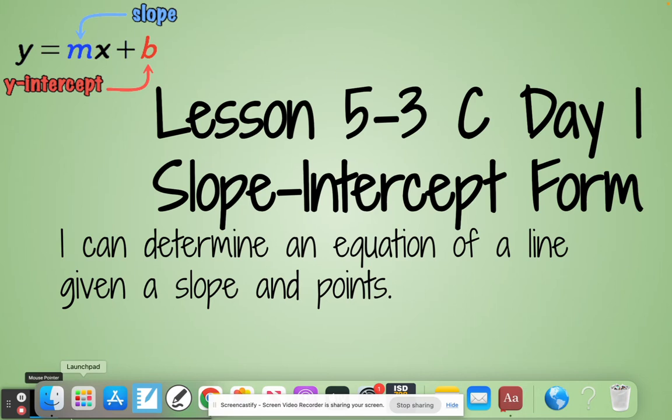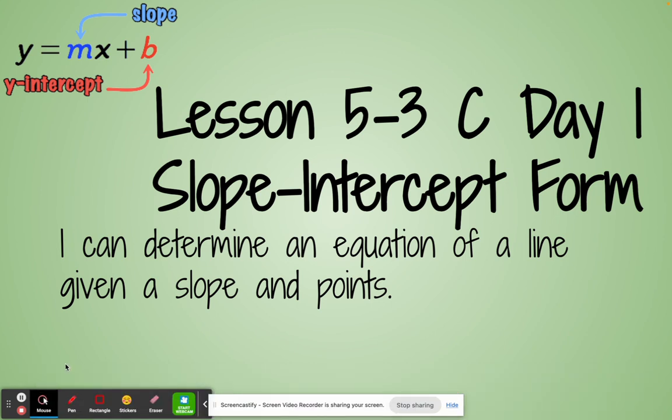Hi everyone, today we're doing lesson 5.3c. We're still investigating our slope-intercept form. Today we're going to determine an equation of a line given a slope and some points.